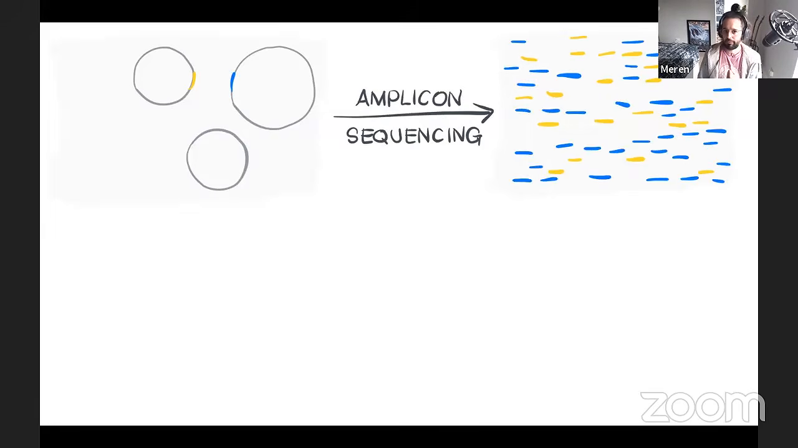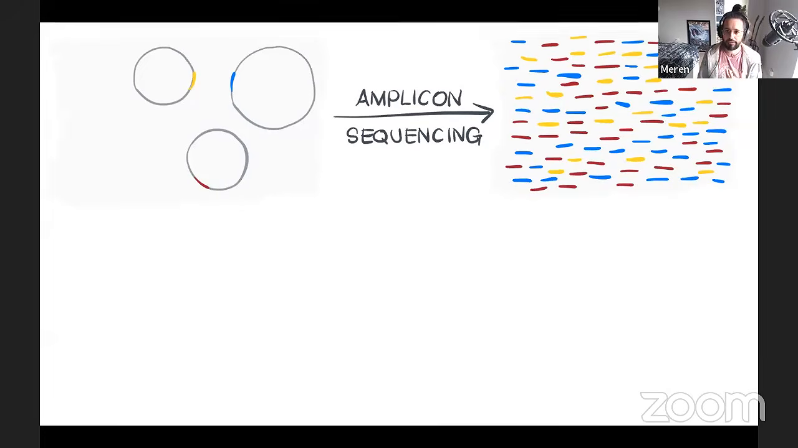And then the same goes for this genome and that genome, and you end up generating this collection of what we call amplicons coming from amplicon sequencing. These are, again, to remind you, small fragments coming from genomes that enable us to identify what kind of microbes they are.